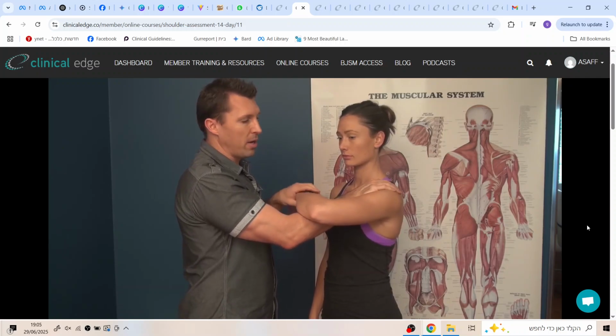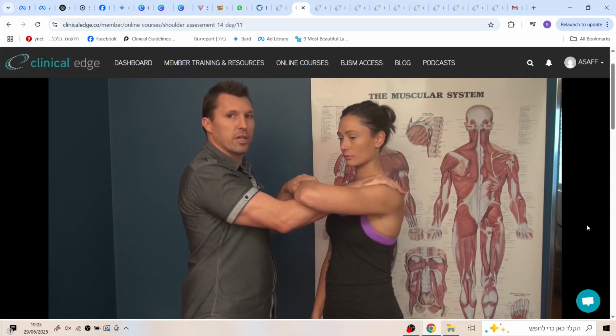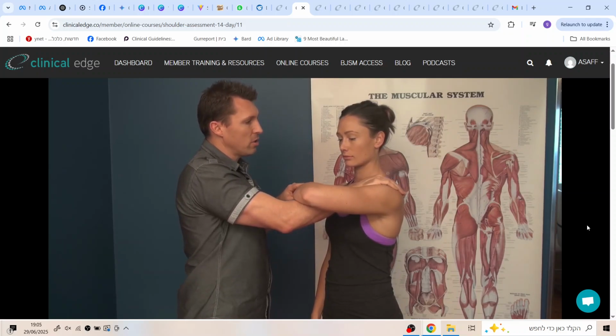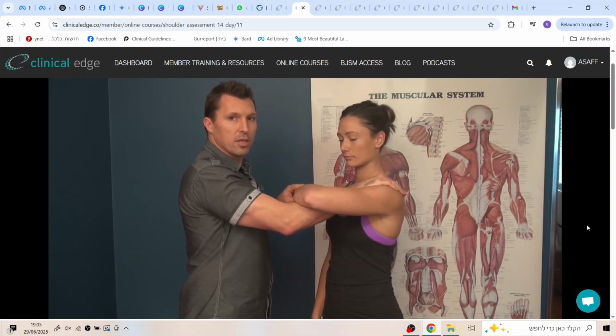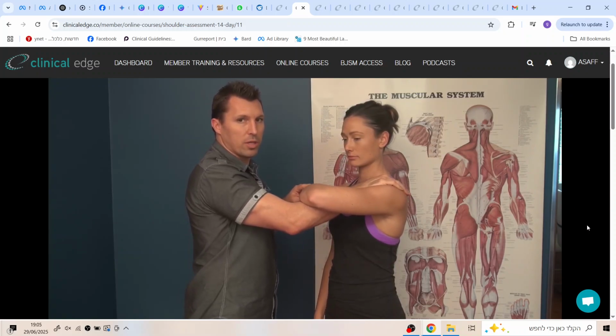Next test we're going to perform is Hawkins-Kennedy. Most of you are probably familiar with this one, but we come into 90 degrees flexion, 10 degrees adduction, and then we add in some internal rotation, check for pain. So if we get any pain, that's a positive test for Hawkins-Kennedy.